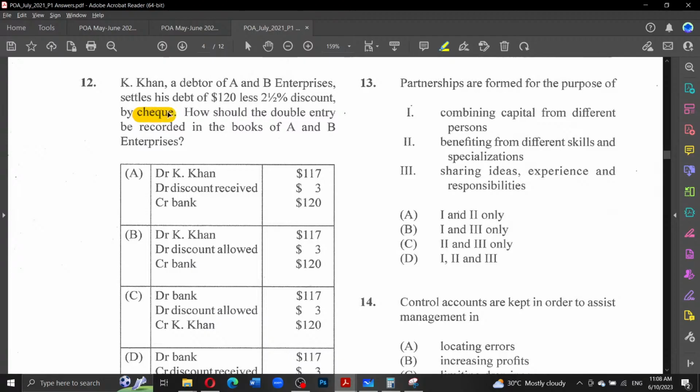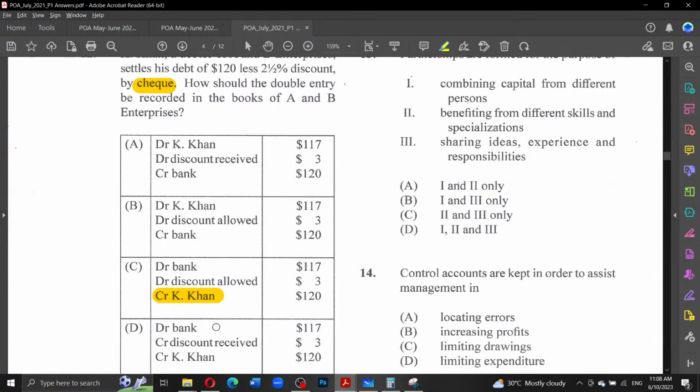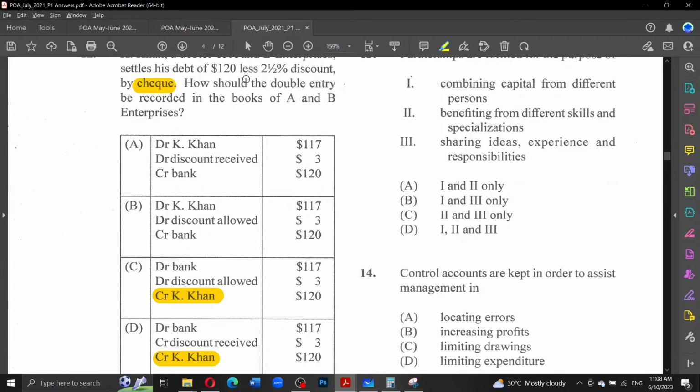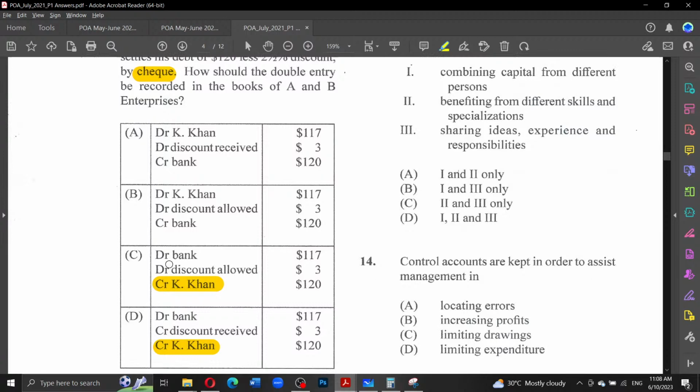Enterprises' books? Alright, so the receivable is decreasing, so you credit the receivable. This is correct. The bank amount is going to be increasing because the person paid you, and the discount allowed, which is an expense, is also going to be increasing. So the answer is discount allowed.